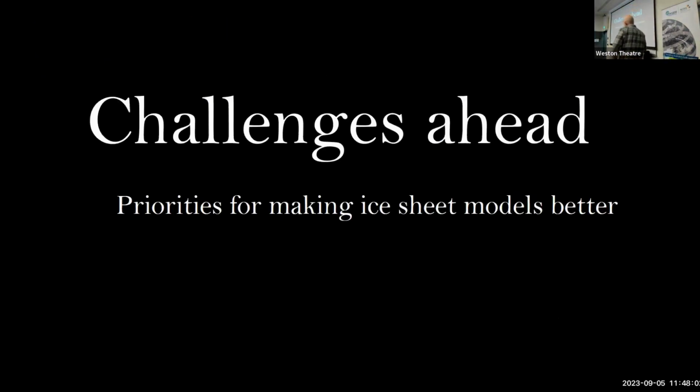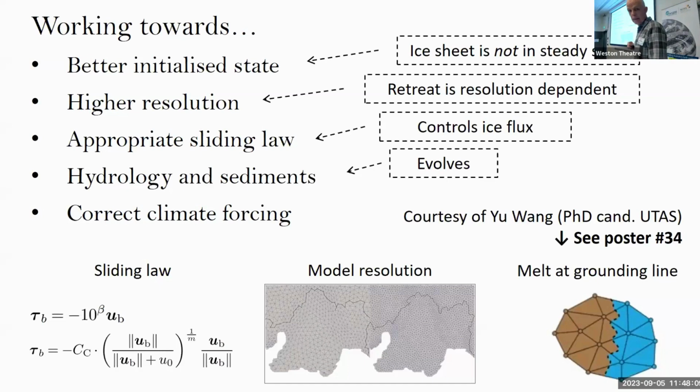So the challenges ahead are really priorities that we need to focus on, develop and agree on to make these models better. We are working towards better initialized states, higher resolution, and finding out what's the appropriate sliding law at the base of the ice sheet. We want to include hydrology and hydrological systems, which come with feedback onto the ice sheet and its flow. We want to incorporate soft sediment that lubricates the basal motion. We also want to apply our climatic forcing correctly.